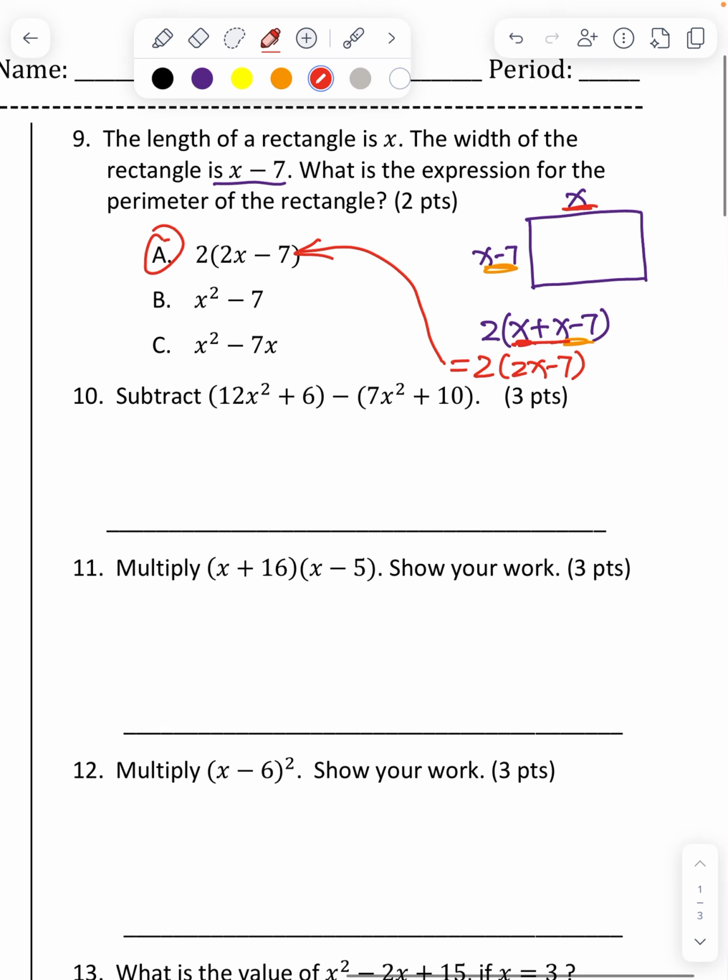Okay, Algebra 1, Unit 7 test, Part 2. Number 10. Subtract these two binomials.